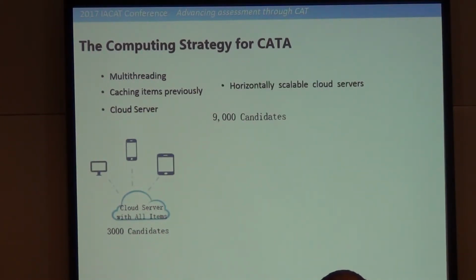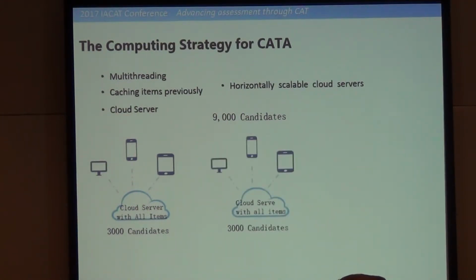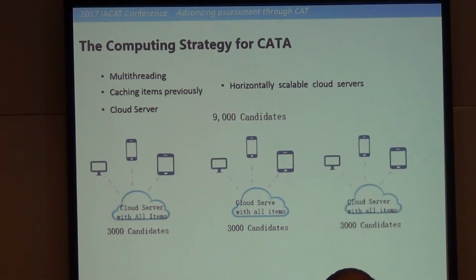So if we have more candidates, we just add new cloud servers. One cloud server could deal with 3,000 candidates' responses. If we have 9,000 candidates, we just add another two cloud servers. It's okay. This is the computing strategy for this product.